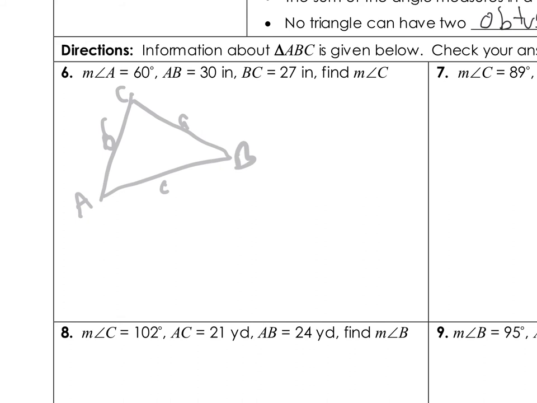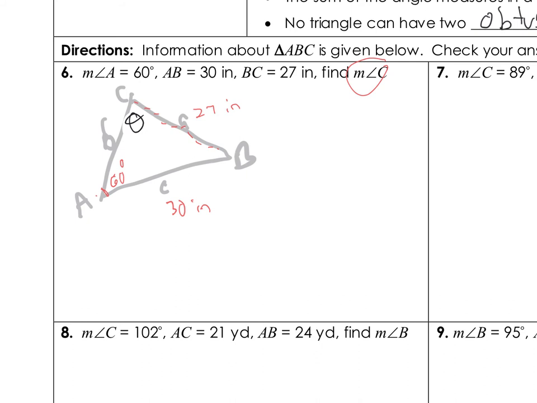The measure of angle A, they say, is 60. So I'm going to put 60 degrees. That's here. AB, that means the distance between A and B, it will be 30 inches. So 30 inches. That happens to be side C. BC is this distance here, is 27. BC is 27 inches. Find the measure of angle C. That's this here. Well, let me draw. There's a theta.